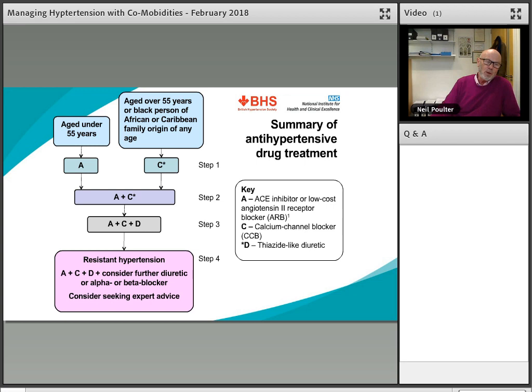We've heard in the previous slide that you're going to need a combination anyway, so A plus C. But your main aim is to lower the blood pressure, and the drugs that will do that best, diabetic or not, if you're above 55, is a calcium channel blocker, and I mean dihydropyridine. So that was my personal belief, but many diabetic guidelines will suggest that you should start with a RAS blocker. I don't think that evidence is good.